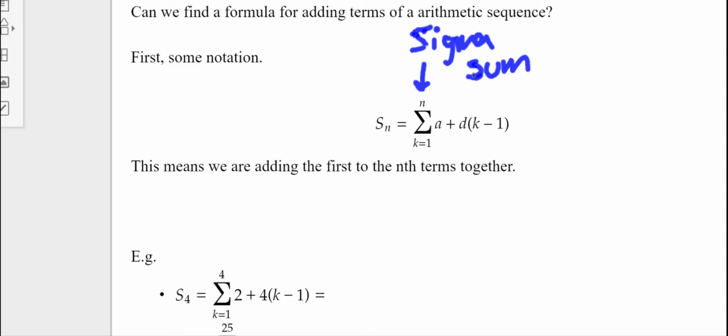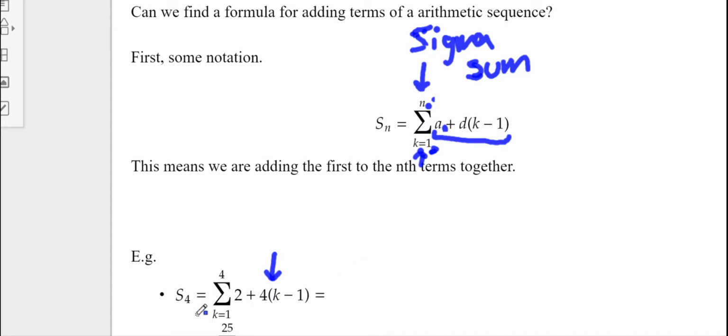How we would read this here: it says the sum from the first, which is why the 1 is here, to the nth term of the sequence. This should be an A1, by the way. A1 plus D times K minus 1. What it means is we're going to sum the first n terms of the arithmetic sequence that is given afterwards. For example, we have one just below here. This says we're going to start at 1 and end at 4 for the sequence 2 plus 4 times K minus 1. How this works is this K here is going to change value.